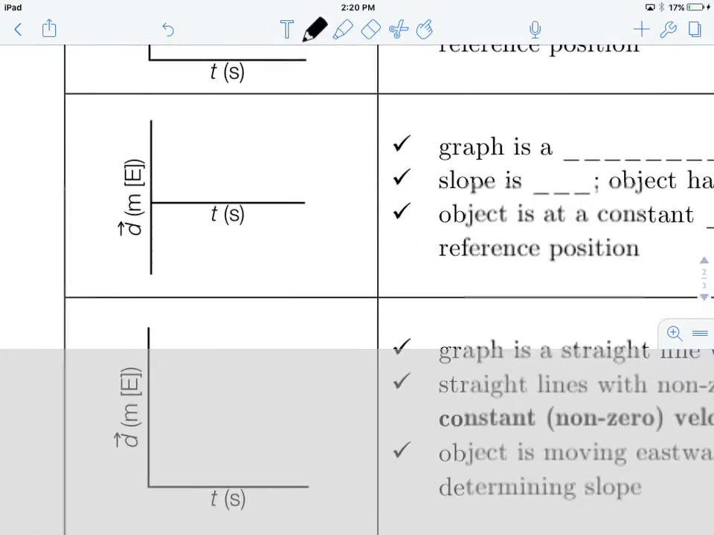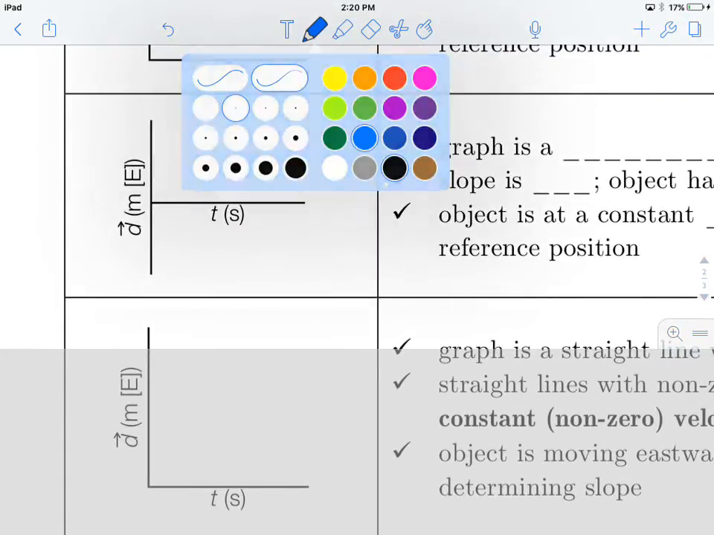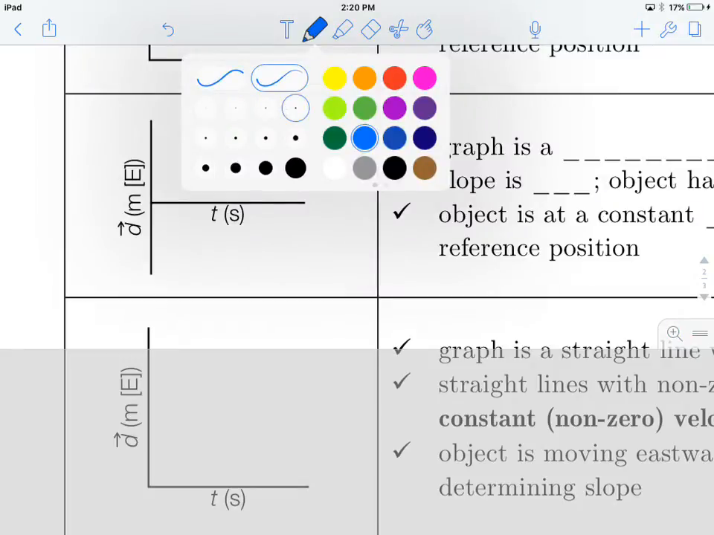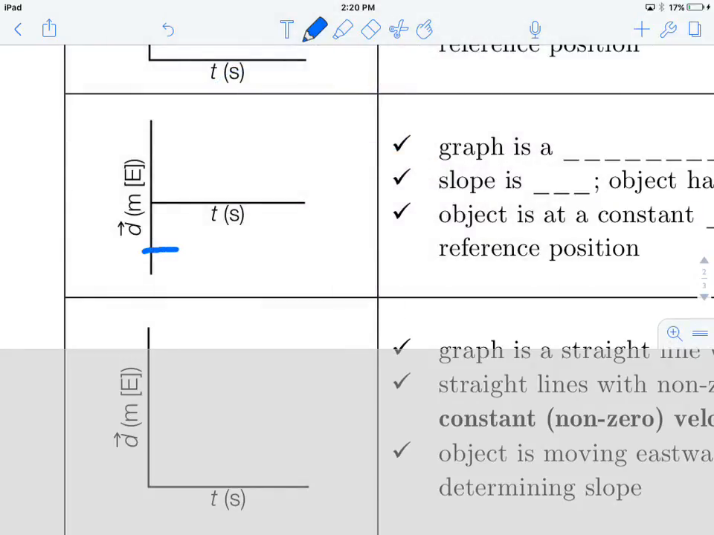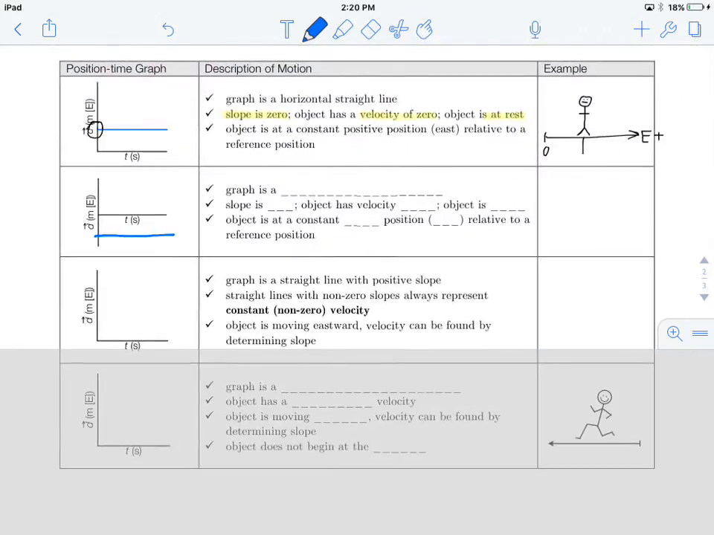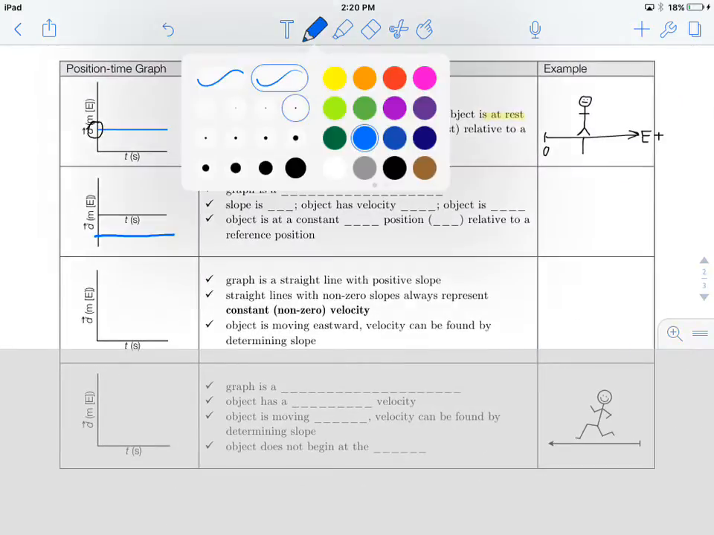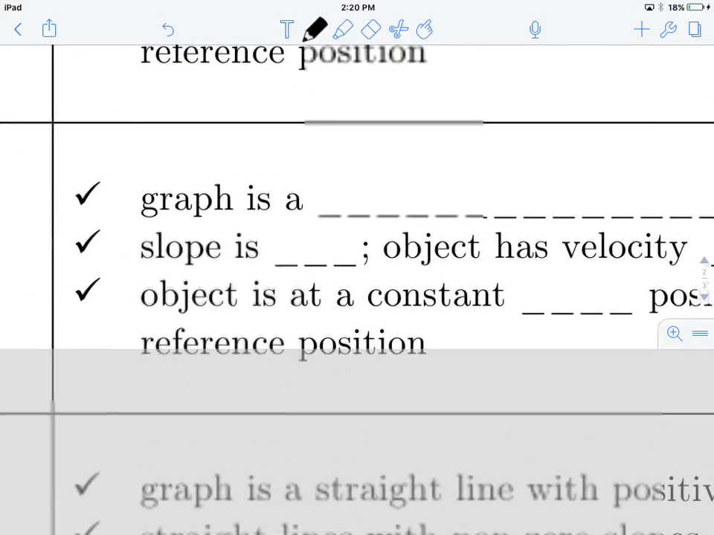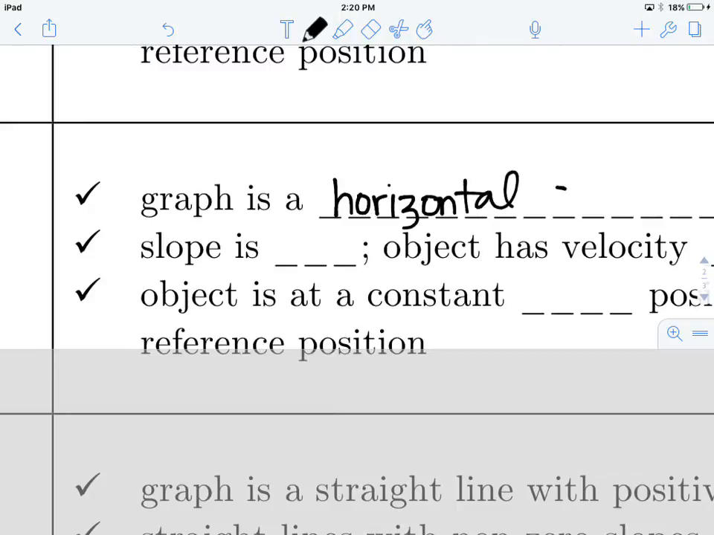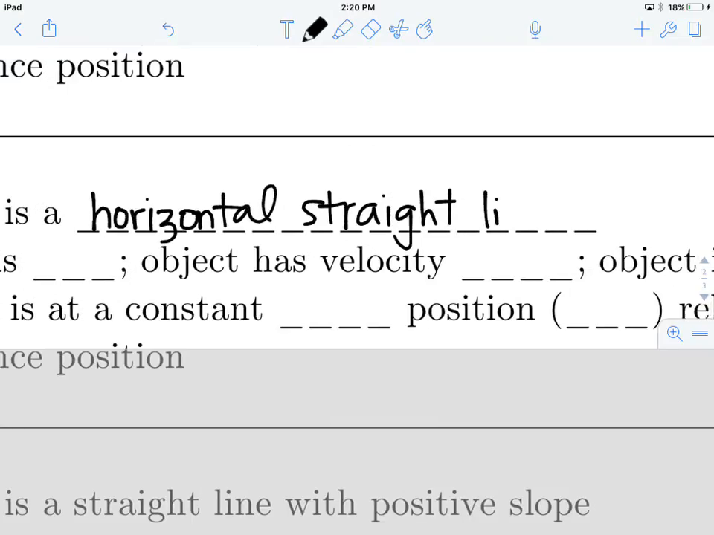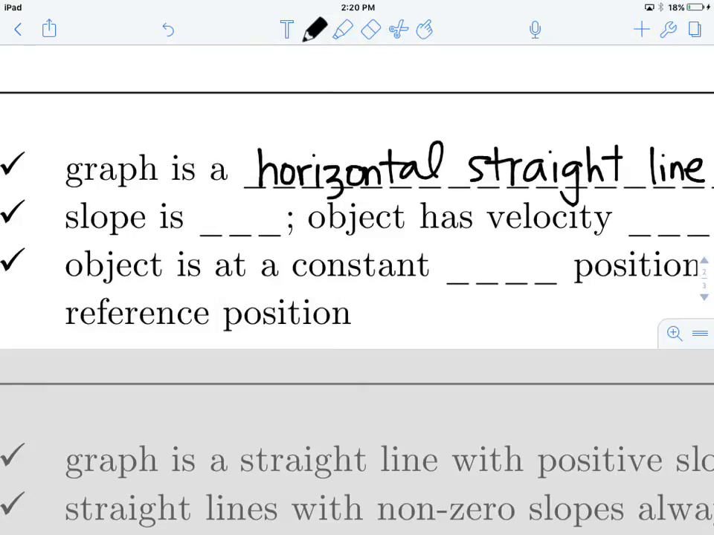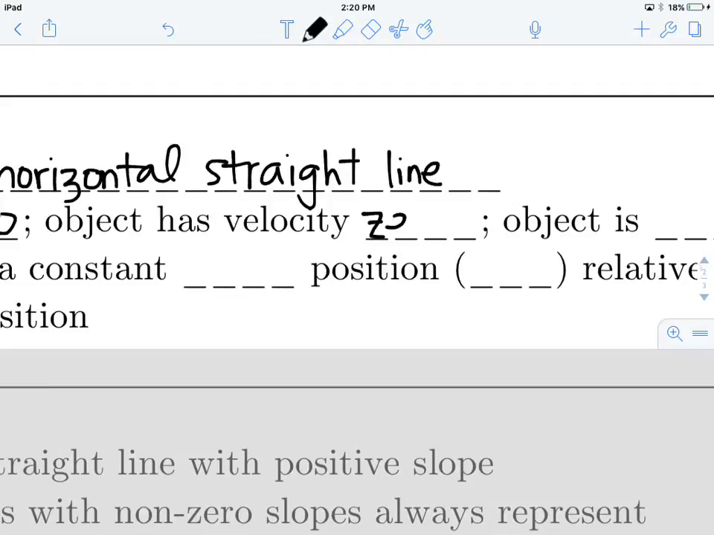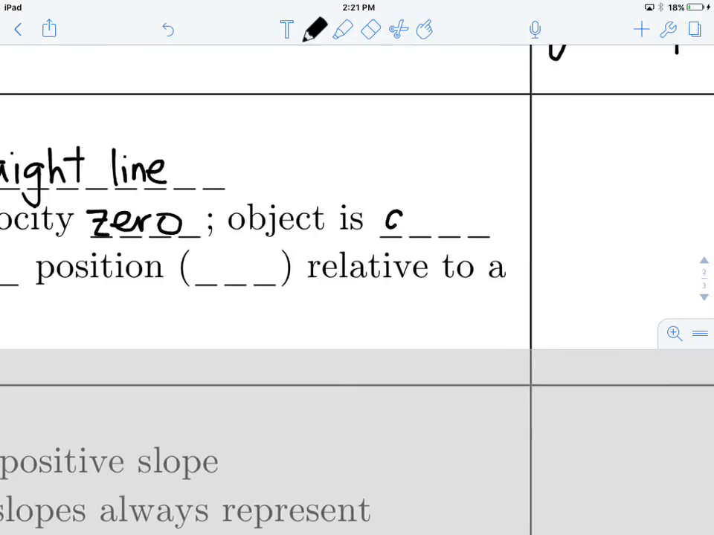Let's look at this one. Let's try and stick with what we've got here. Let's say we're going to set this up. We've got a line that's down here. Obviously, this line as well is a horizontal straight line. So once again, the slope of this is 0. So the object has velocity of 0, and the object is at rest.